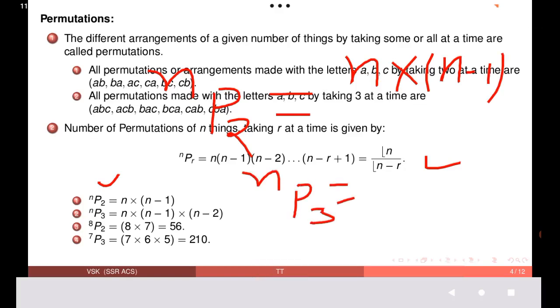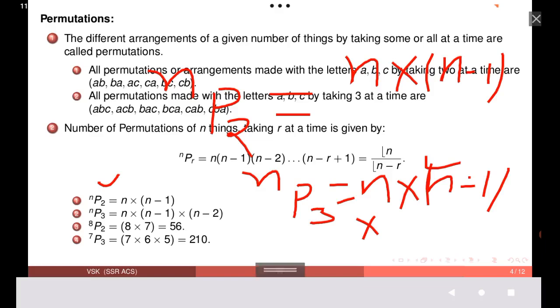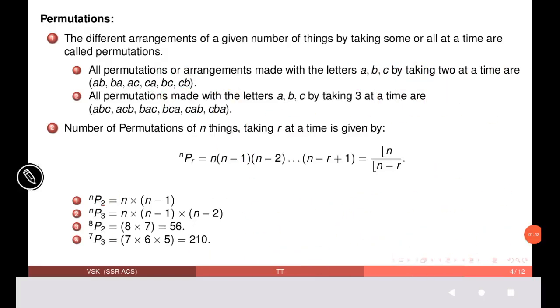nP3, so starting with n, into n minus 1, into n minus 2. You write three factors. Like this way, using this, let us see one example.